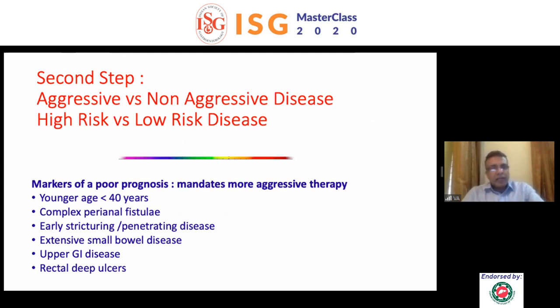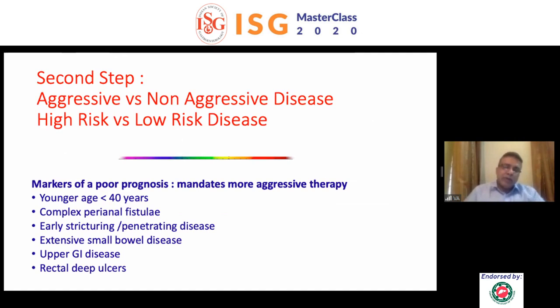But along with that, if you have a fistulizing disease, perianal fistula, if you have early stricturing disease or a penetrating disease, extensive small bowel disease, that is small bowel involvement more than 100 centimeters, upper GI disease, a rectal involvement with deep ulcers because of a high risk of going on to fistulizing perianal fistulae out there.